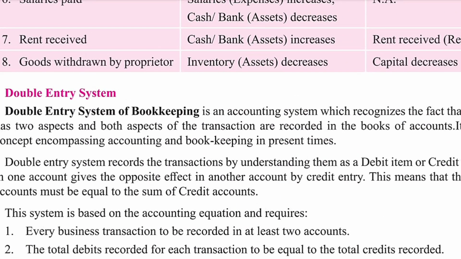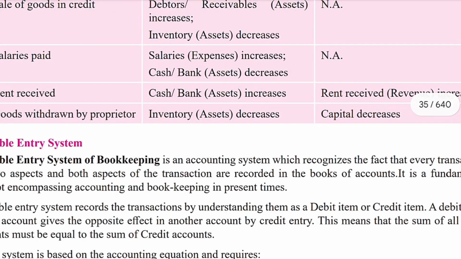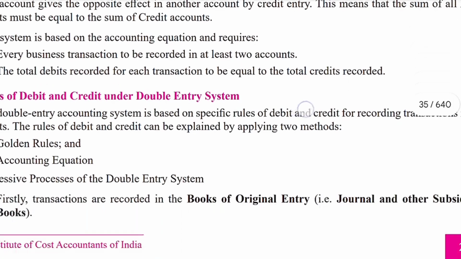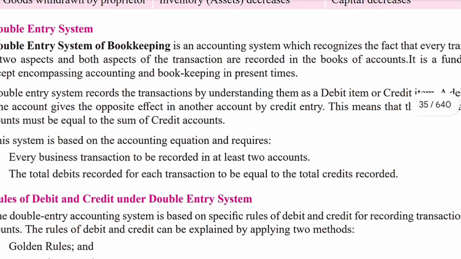When goods are withdrawn by the proprietor, in this sense, it is referred to as drawings. So inventory decreases and our capital also decreases. Capital decreases because the amount which the business owes to the owner is decreasing when the owner takes away money from the business. Okay, that's all. Next we have to talk about the double entry system.